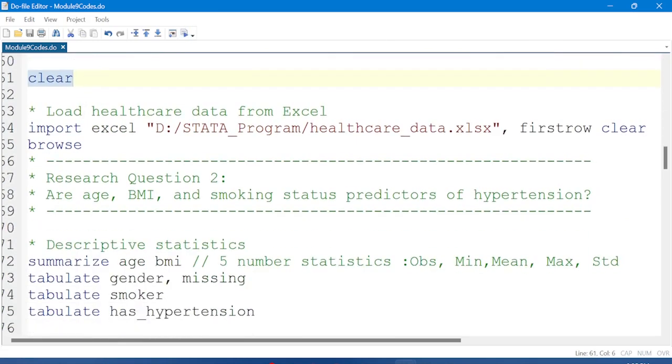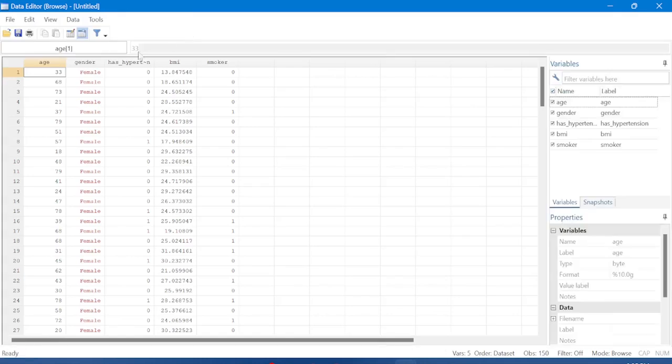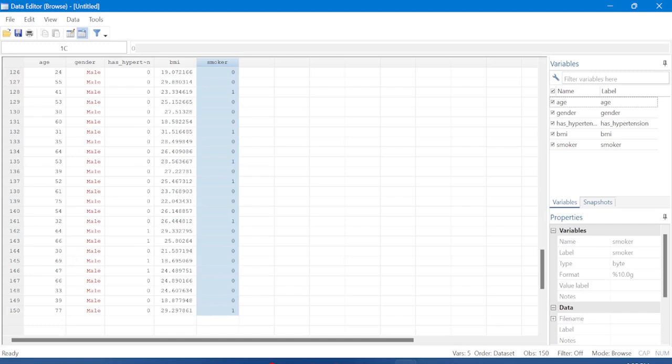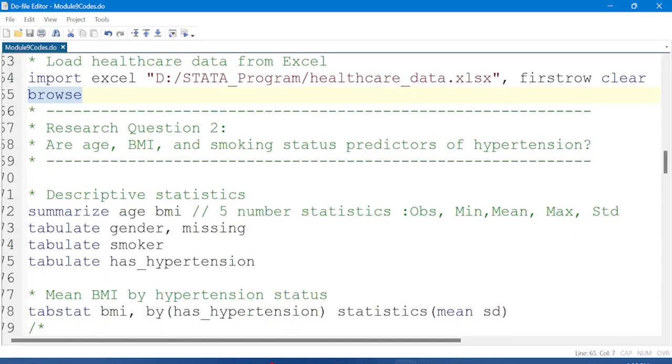And this is the data set we are going to use, healthcare data, and it's an Excel file. So let me just execute this, and let us now browse this data and check how it looks. The data contains 5 variables: age, gender, hypertension, BMI, as well as smoker, and 150 observations. And the research question is: are age, BMI, and smoking status predictors of hypertension?